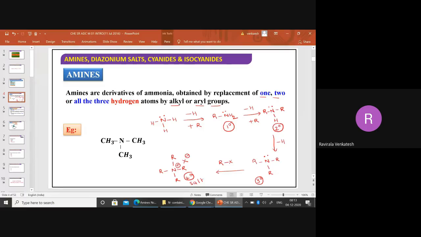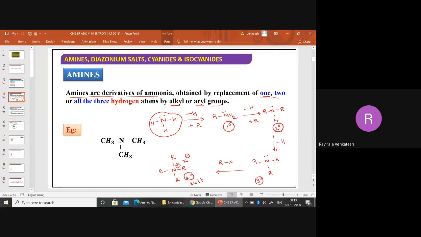The definition: amines are derivatives of ammonia. Amines are nothing but the derivatives of ammonia. This is ammonia. How do we call them derivatives of ammonia? Just by replacing one hydrogen. See, one hydrogen is replaced with an alkyl group. You can replace with aryl also. Aryl means nothing but benzene. You can replace this R with a benzene group.